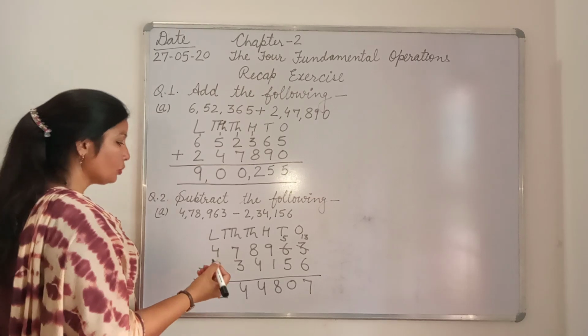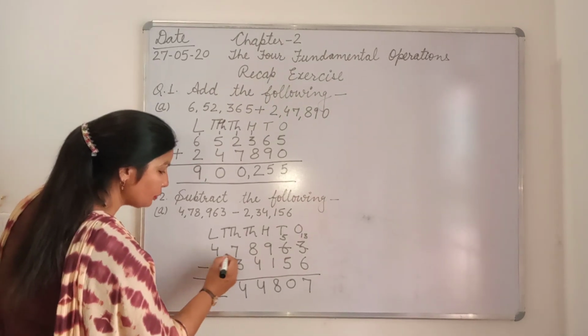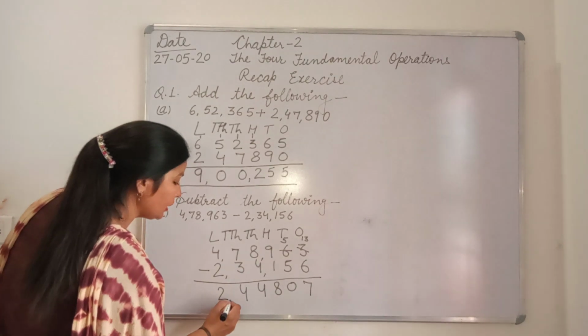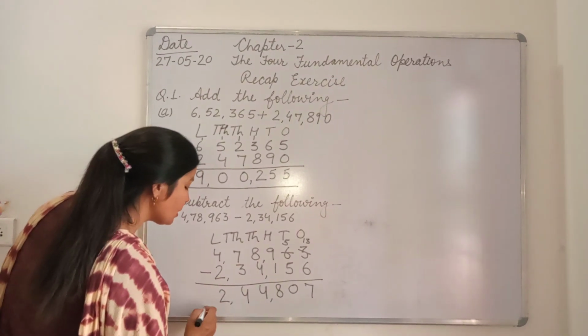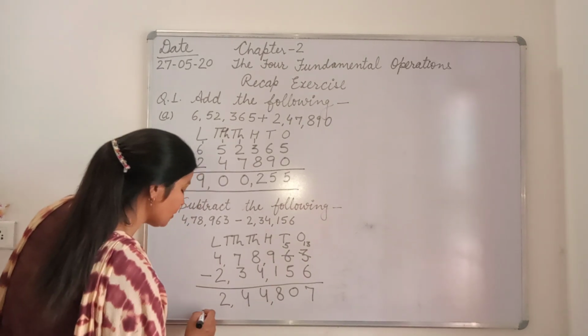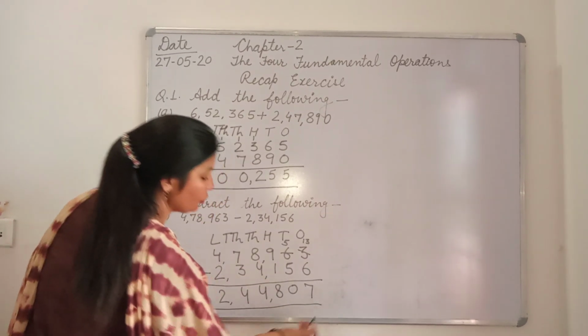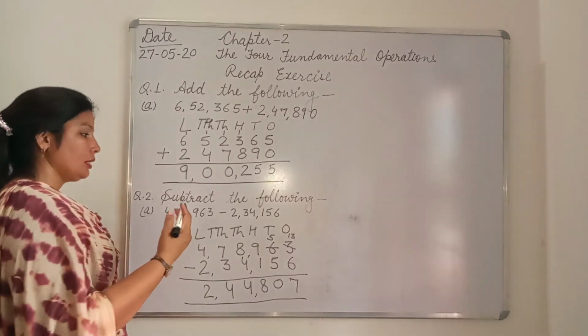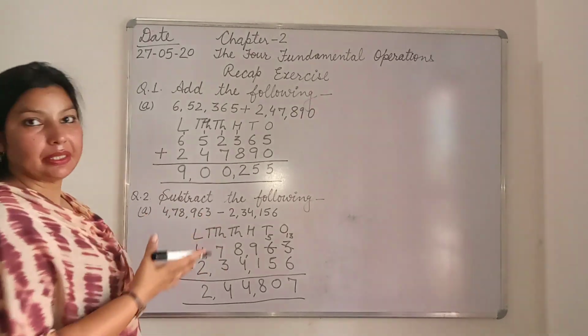Now we should put a comma to separate the period. Here also we have to put commas, and there also. Now what's your answer? 2,44,807. That's your answer, and your solution is finished. Like this you have to do subtraction. The same way you will do B and C parts also.